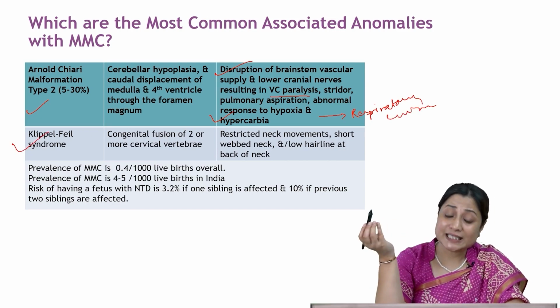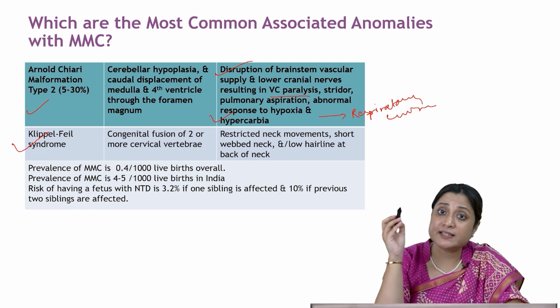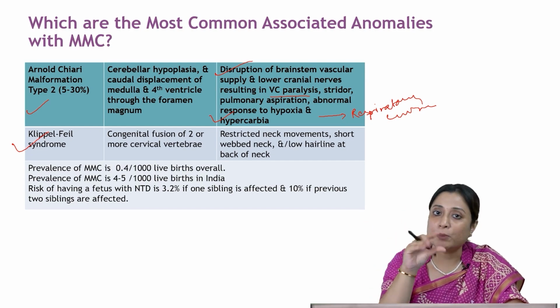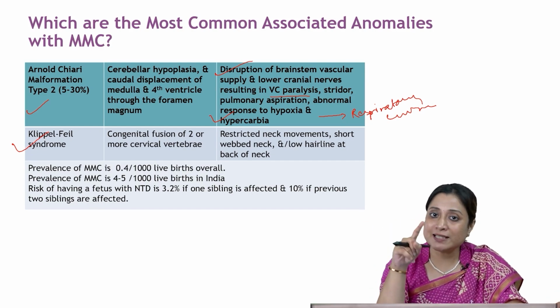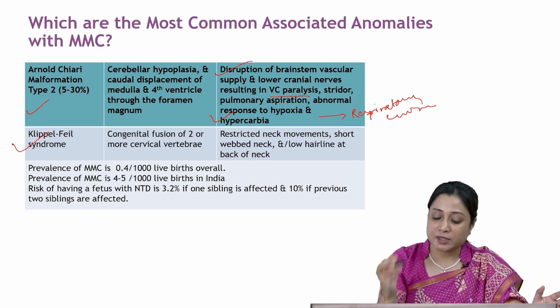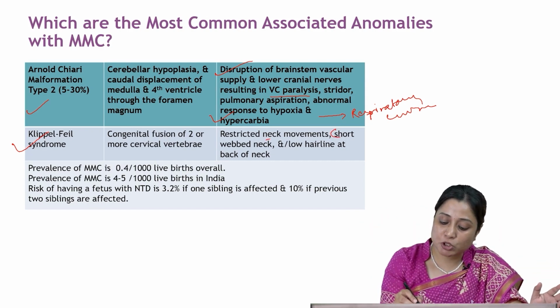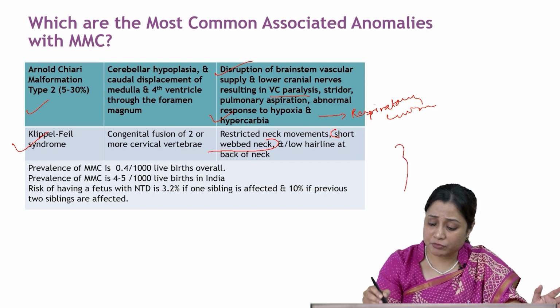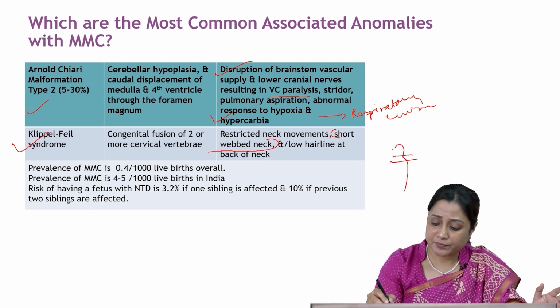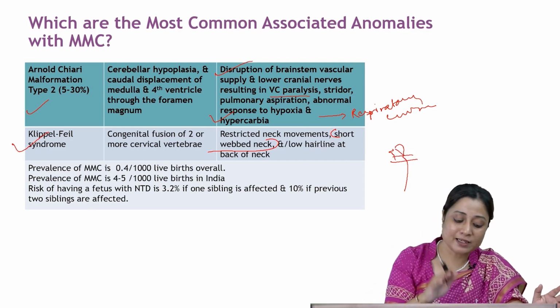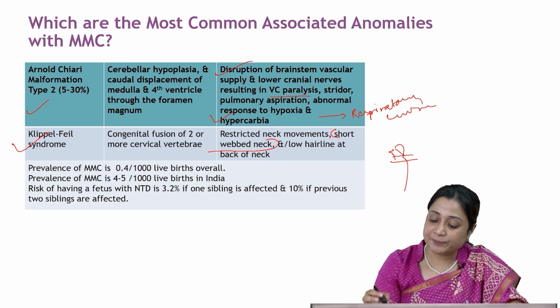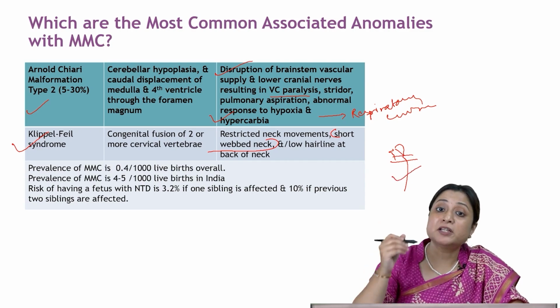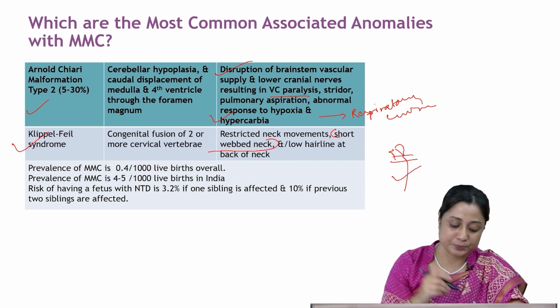Now, another condition is Klippel-Feil syndrome. In this, there is congenital fusion of two or more cervical vertebrae. So this leads to restricted neck movement. The child usually has a short webbed neck, a low hairline. There will be kind of no neck. Low hairline, so you have to suspect Klippel-Feil syndrome. These kids can have difficult positioning during intubation.